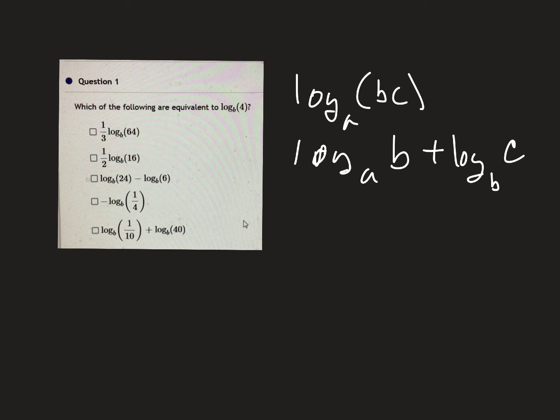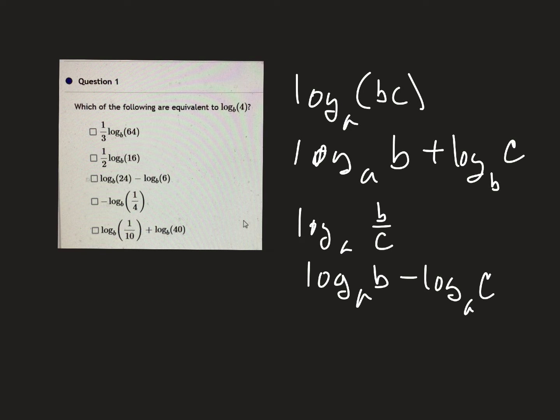Okay. Then the second log property that we're going to deal with is log base A of B divided by C. And B and C can be constants, they can be variables, and it's always the same. That means we're going to subtract the two logarithms. Log base A of B minus log base A of C.